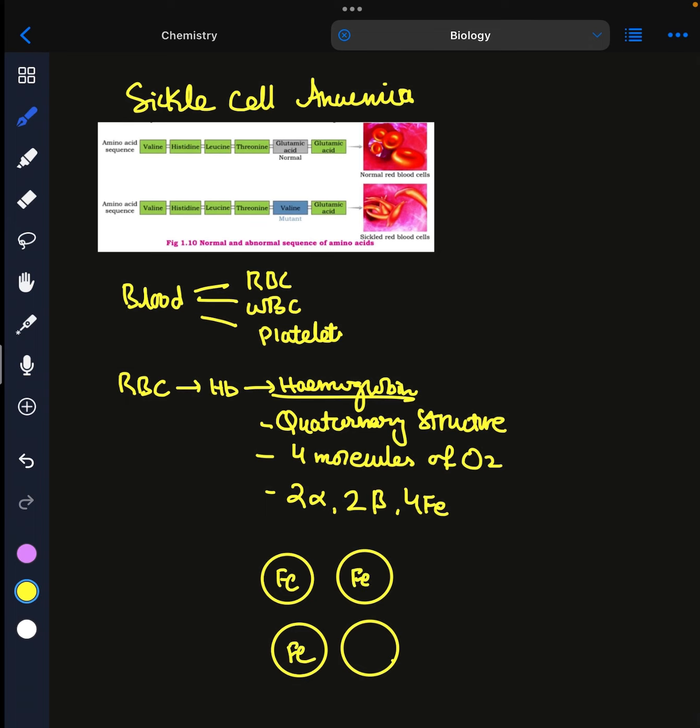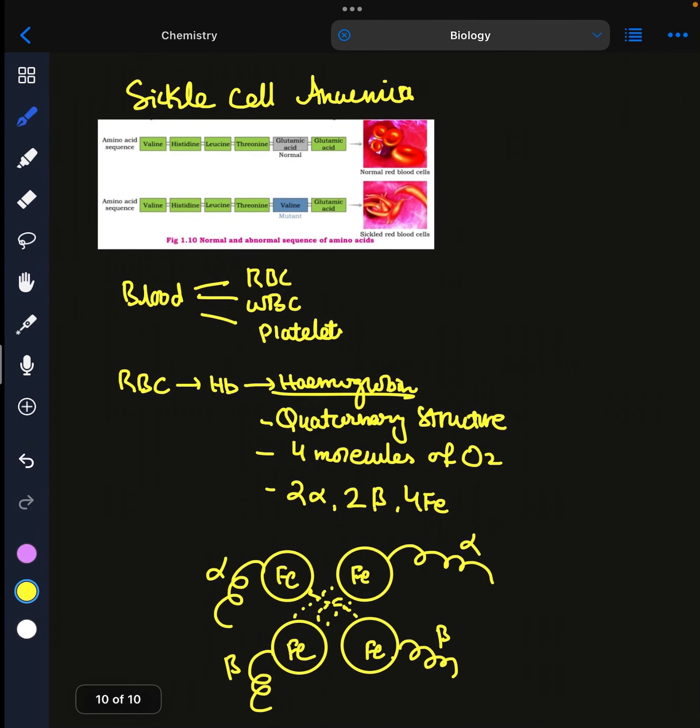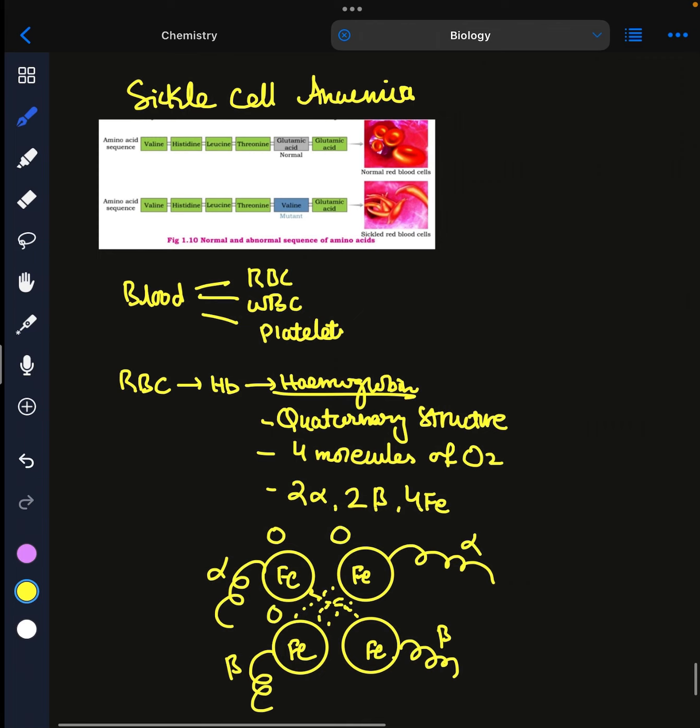These are four iron molecules with the chains attached to them. These are two alpha and two beta chains. There's a bond between these four structures, and so this is a healthy hemoglobin which captures oxygen, like this. So this is how the basic normal hemoglobin works.